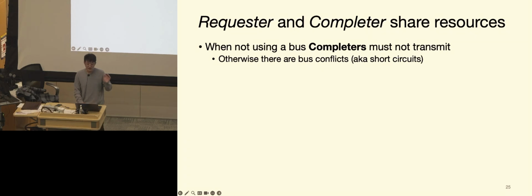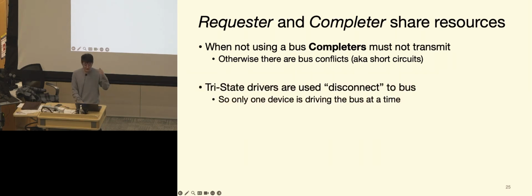And they usually share a lot of resources. Although they share a bunch of resources, the completer will not do anything, not transmit any data, unless it's being called upon. This is because we're trying to make sure there are no bus collisions if multiple things are talking at the same time. So the completer is only active when it's being called upon. Otherwise, it stays silent, even if there's data going around the bus.